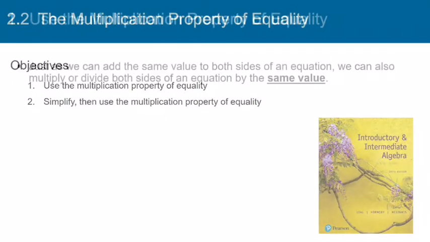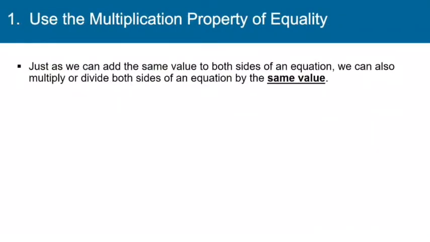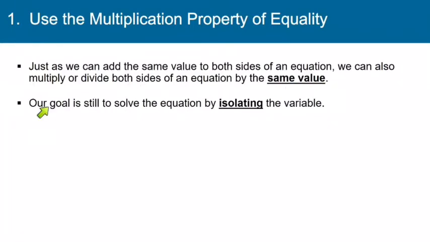Here we go. So like I was saying on the last slide, just as we can add the same value to both sides of an equation, we can also multiply or divide both sides of an equation by the same value. Our goal is still to solve the equation by isolating the variable. Anytime the instructions say solve, your goal is to isolate the variable.